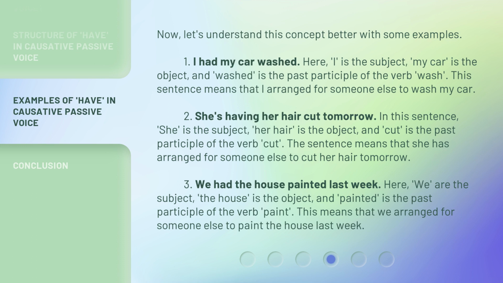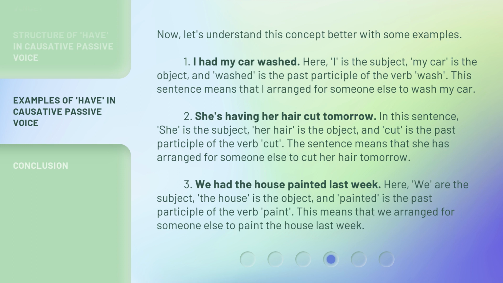2. She's having her hair cut tomorrow. In this sentence, she is the subject, her hair is the object, and cut is the past participle of the verb cut. The sentence means that she has arranged for someone else to cut her hair tomorrow.